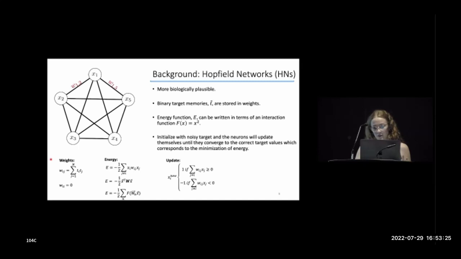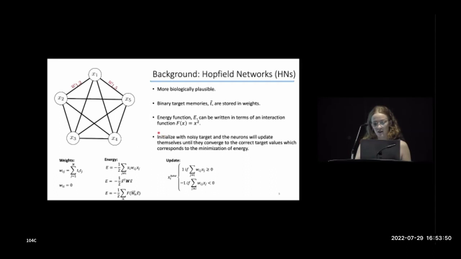And we can describe the state of the network at a given time using an energy function. And we can think of this energy as being a measurement of inconsistency or conflict within the network between adjacent neurons at a given state. And in this sense, we can write it in terms of an interaction function that describes the interaction between these adjacent neurons. And in the traditional case, it's x squared.